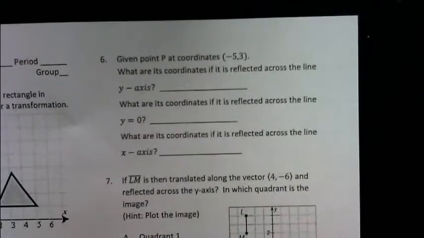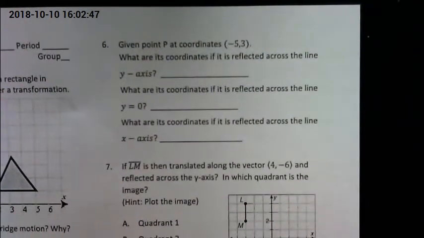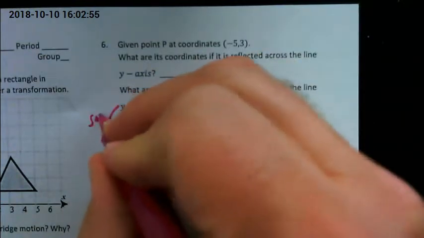Okay. All right. Number 6. So there's 3 lines here, but actually, are there 3 different lines? No. There's only 2 different lines. These 2 are the same thing.